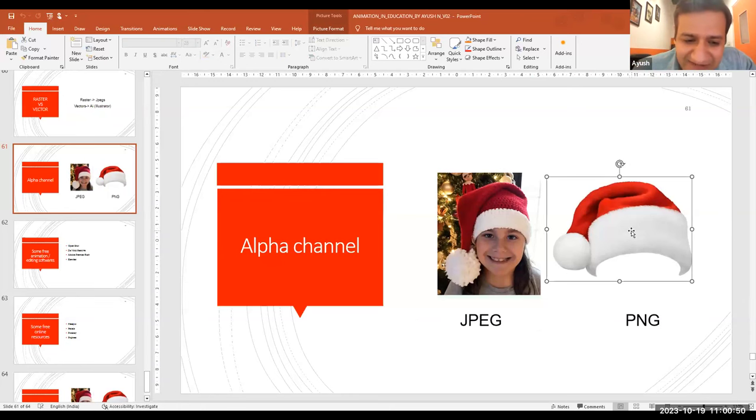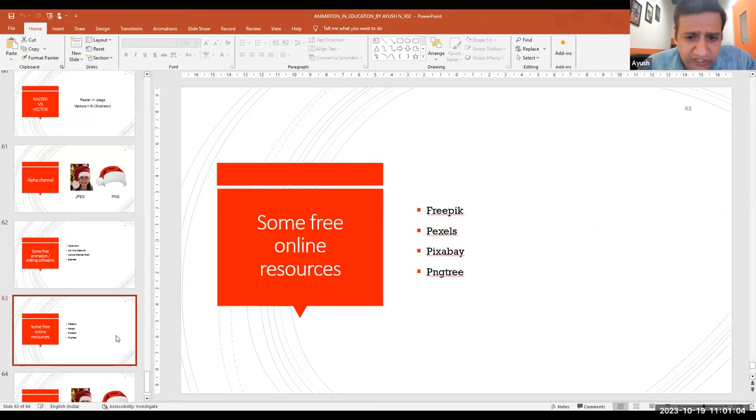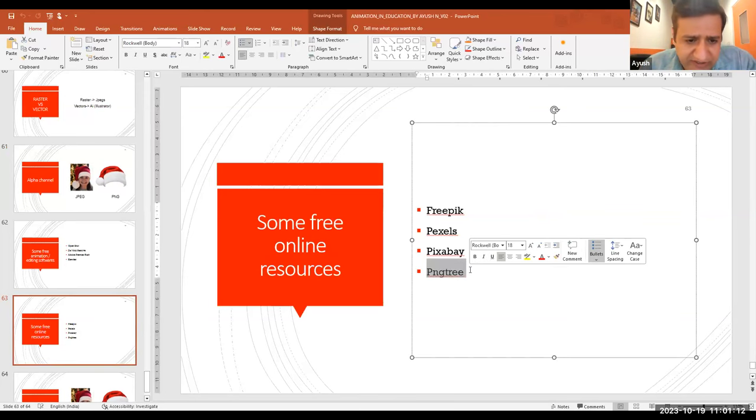So PNG has transparency. When you are making something for an infographic, it is good to download PNGs. When you do that, you're able to combine them easily. And PNG Tree is a good website to get free PNGs.